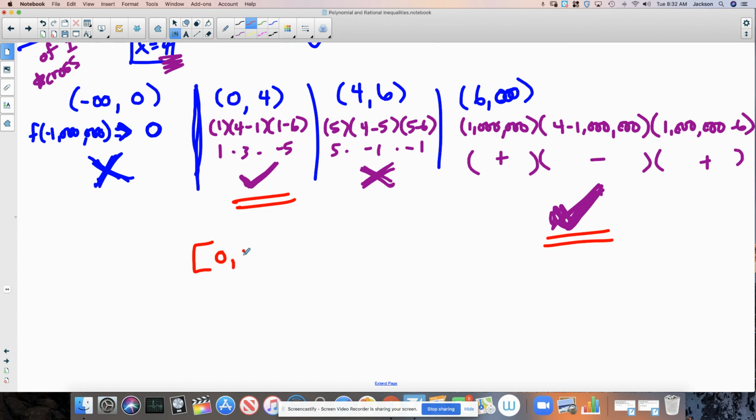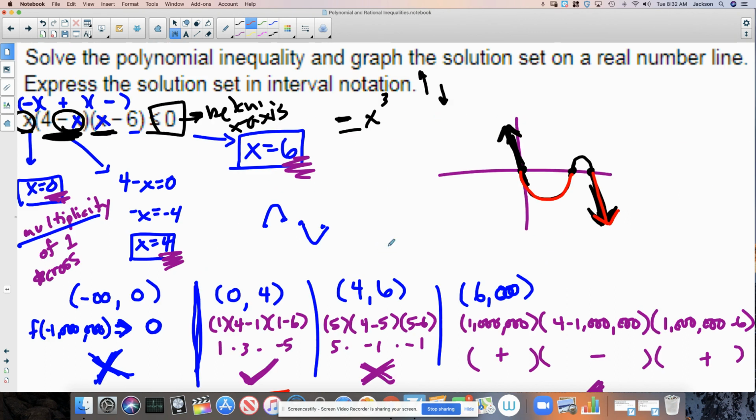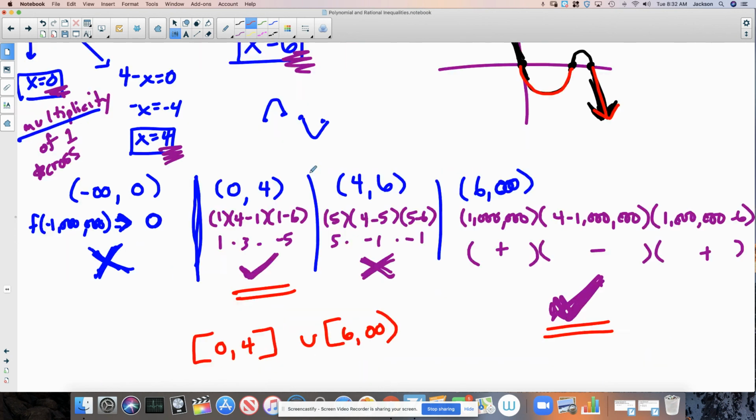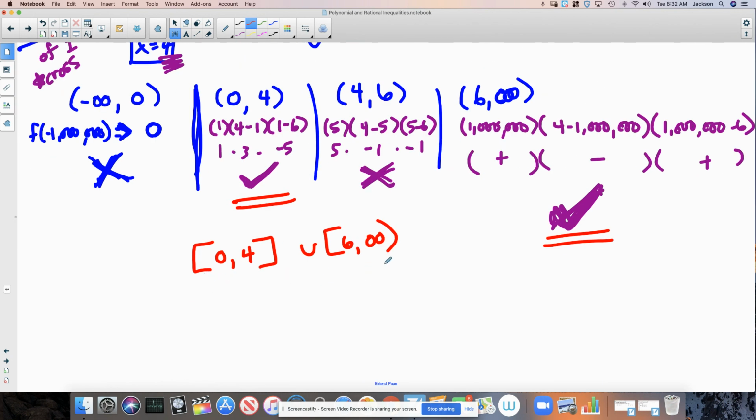I'm using brackets for these. Why am I using brackets? Because of the line that's underneath, right? The line that was underneath here tells me it can be equal. So this is our interval notation. On a number line, here's 0, here's 4, here's 6. On a number line, it would look like this. We're still using the brackets. We're shading like this. We're still using this bracket, and we're shading like so.